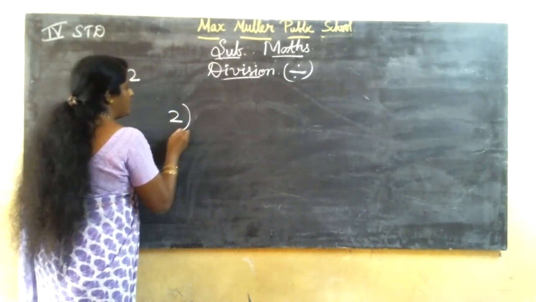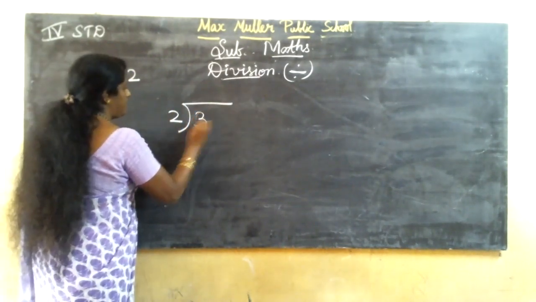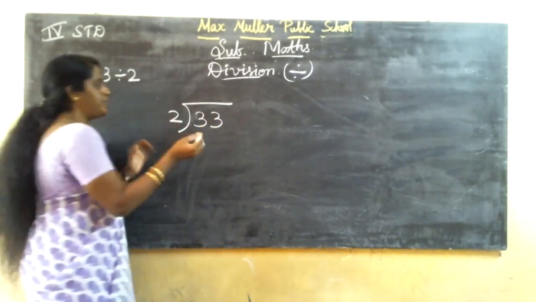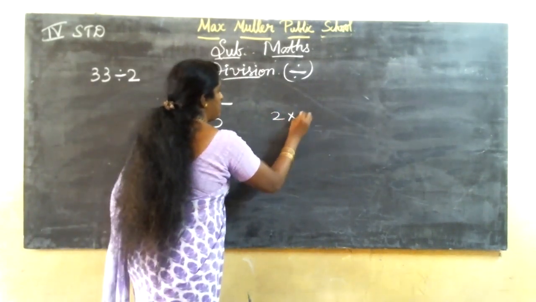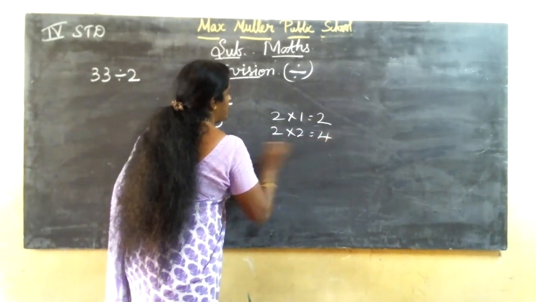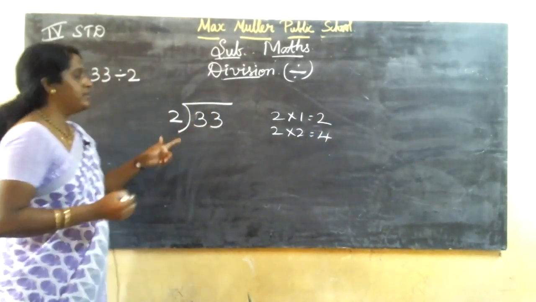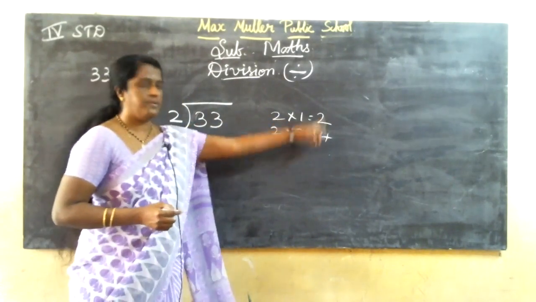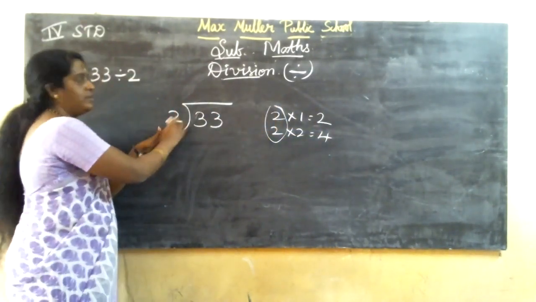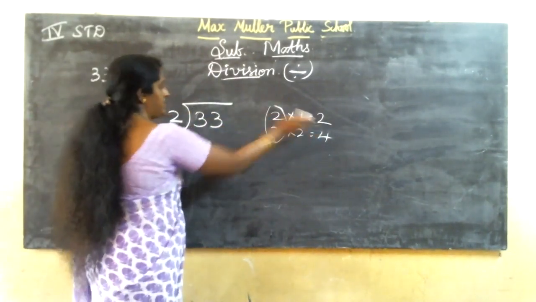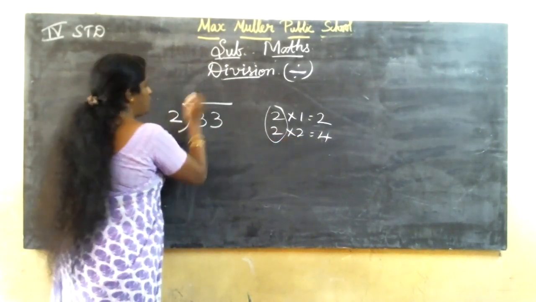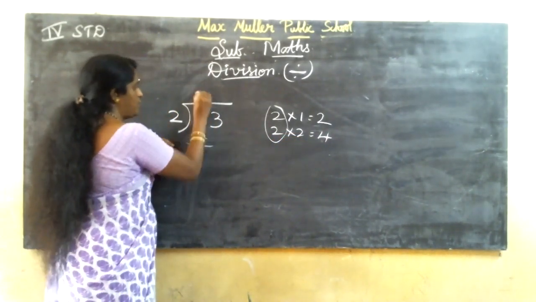2. This 3. Okay, so what you should do? You should learn 2 ones are. See here, 2 ones are 2. 2 twos are 4. So here I have given only 3. So here 3. Here answer is 3. This 2 table, this number, you should search here. Okay, see. Here 3 it is there. So nearest to 3, you can't write 4. 2 twos are 4. You will write here 2 twos are 4.